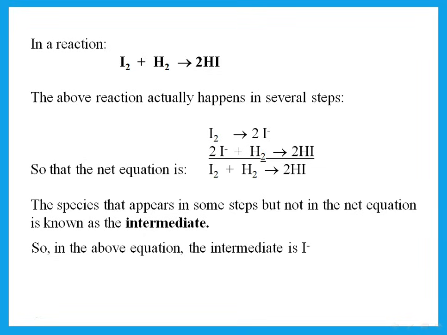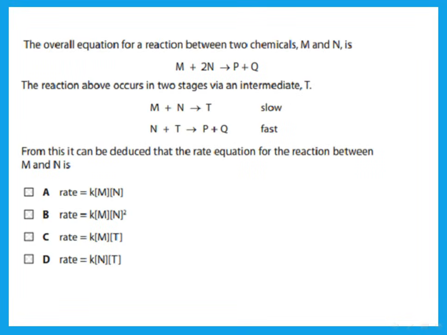First of all, if I have something that is formed during the mechanism and then used up so that it doesn't show in the final equation, for example, the I minus here is formed in the first step, used up in the second step, so overall we don't have it in the equation. So we call it an intermediate. So the intermediate here is the I minus.